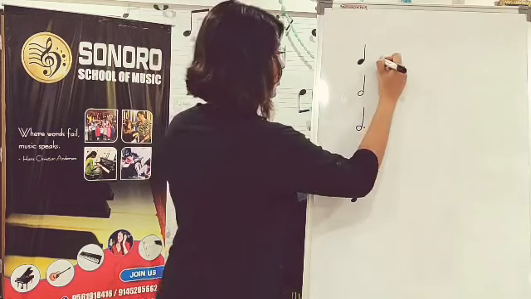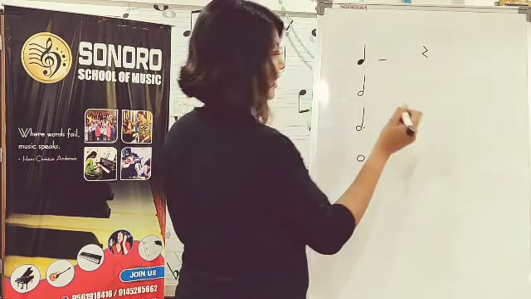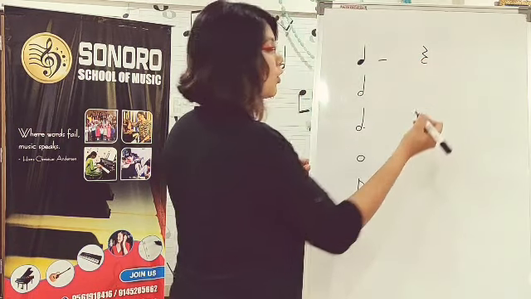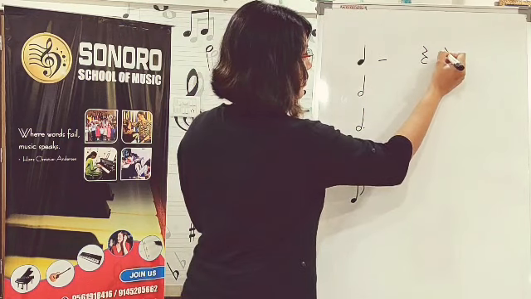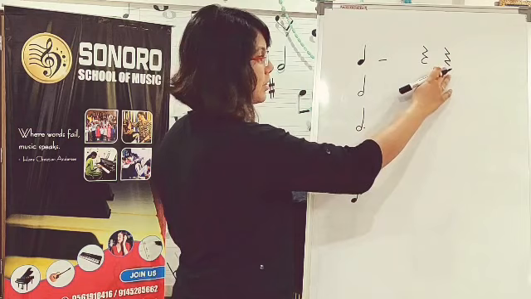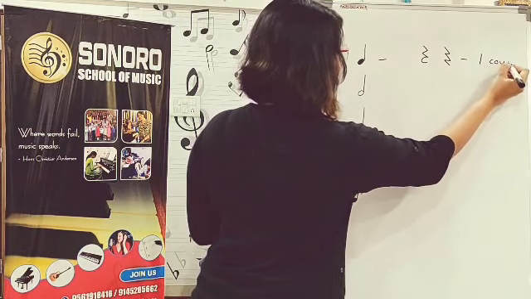So for a quarter note, the rest looks like this. I just draw like the Harry Potter sign and I put a C. Or you can just make a zigzag sign. In case you're not able to draw this, then you can draw it this way. And this has 1 count, just like the quarter note.